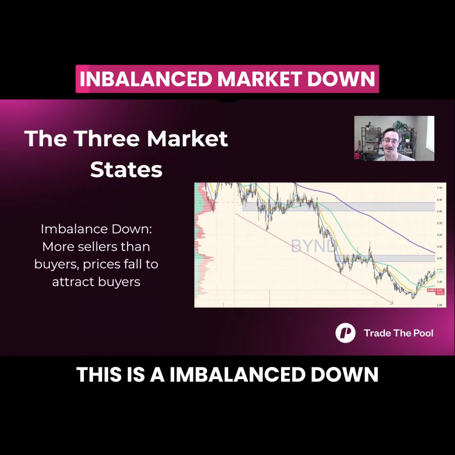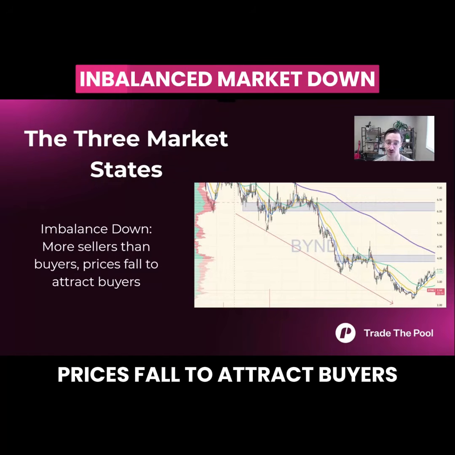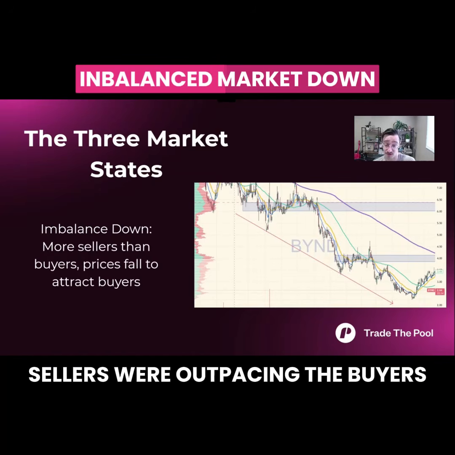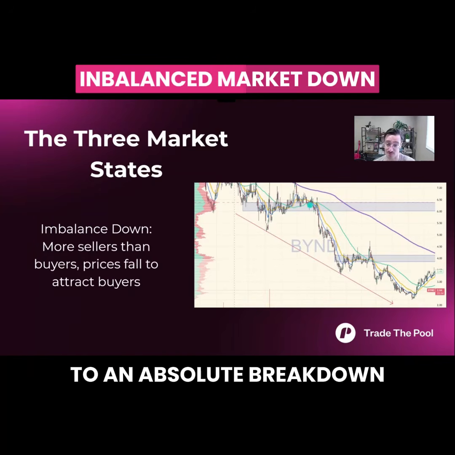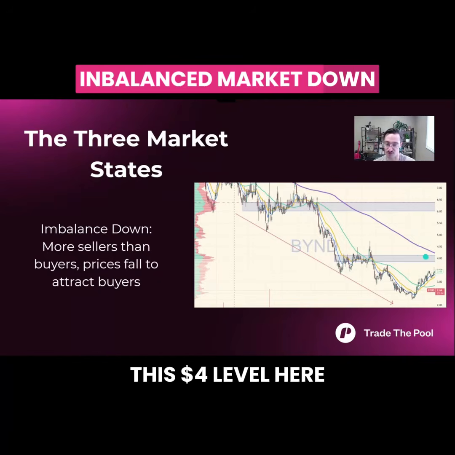This is an imbalanced down. And what this looks like is just more sellers than buyers. Prices fall to attract buyers at a lower price, but in general, it had this big base that it was trying to base out and push up off of. And then it couldn't find enough buyers. Sellers were outpacing the buyers. And eventually that just led to an absolute breakdown through this volume shelf, through this point of control. And it just came down until it found buyers at the next big level down, this $4 level here.